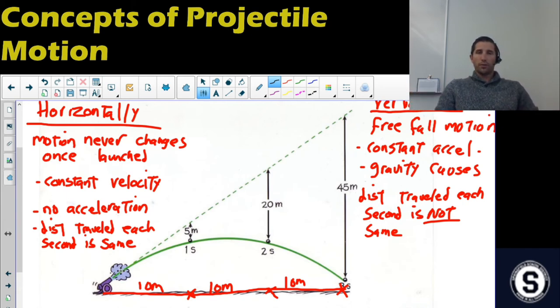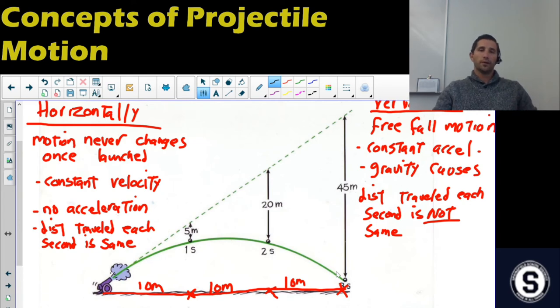In my picture here, I marked out some spots on the ground. You can imagine if we fired this cannonball, maybe the object would travel 10 meters downrange in the first second, and 10 meters the next second, and 10 meters the next second. Whatever it is, it's going to be the same amount of distance every second because it doesn't speed up or slow down horizontally. Why not? Because there's no force on it horizontally.